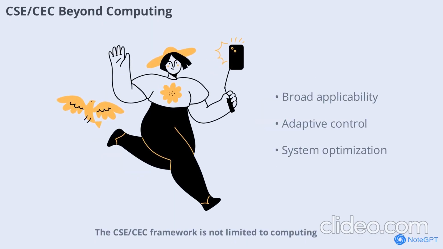The CSE-CEC framework is not limited to computing. It applies to a wide range of domains, from robotics and control systems to ecology, traffic, and even social networks. In each case, the core idea is the same: use local and global imbalance signals to adaptively control system dynamics, maintain stability, and optimize performance.